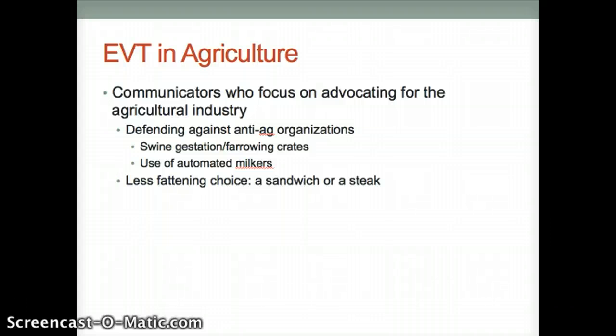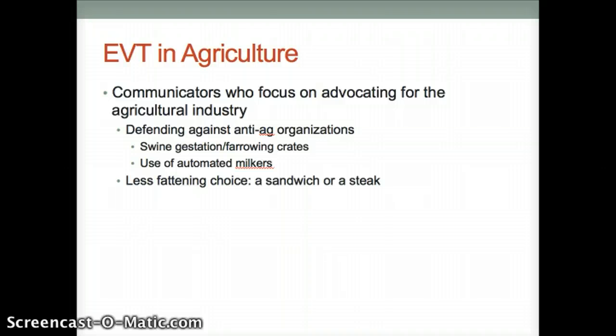For example, anti-ag organizations often only give one side of the story to get consumers to believe their stories. Agriculture communicators can present the entire truth that will violate those consumers' expectancies of various practices in agriculture who believe the anti-ag organizations. A few of the examples include swine gestation crates and the use of automated milkers.